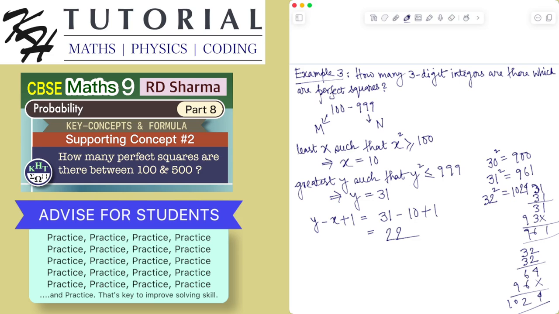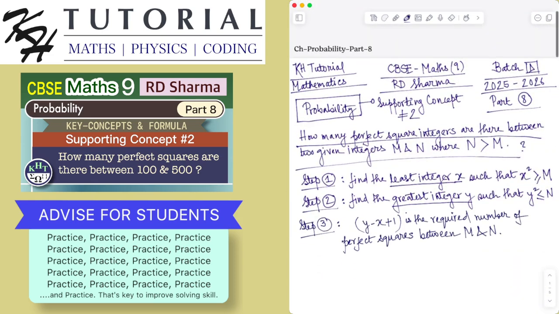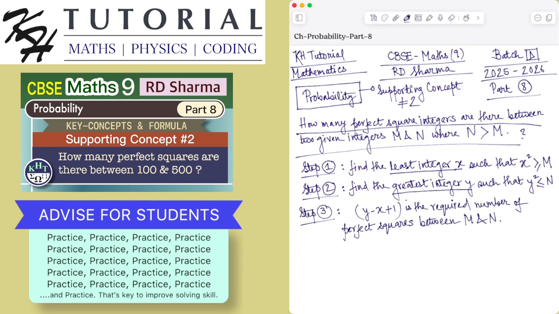Okay, so that is all for this video. This concept of finding the number of perfect squares between any two given numbers will be required to solve certain questions on probability, which I will solve in some future videos. In the next video I will solve some problems on probability based on supporting concept number 1, which was in the previous video, part 7, and this video's supporting concept number 2.